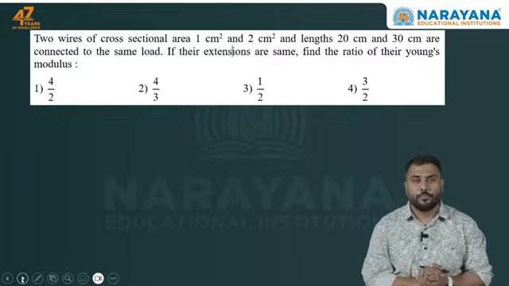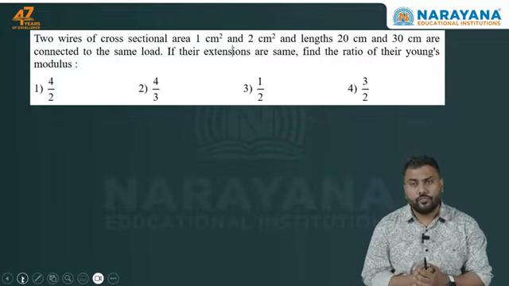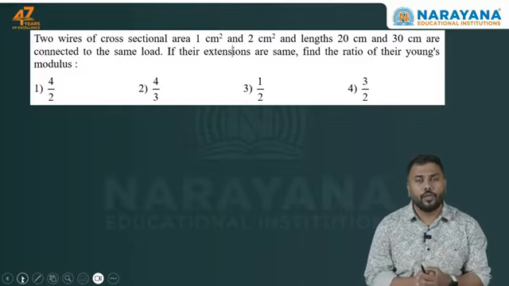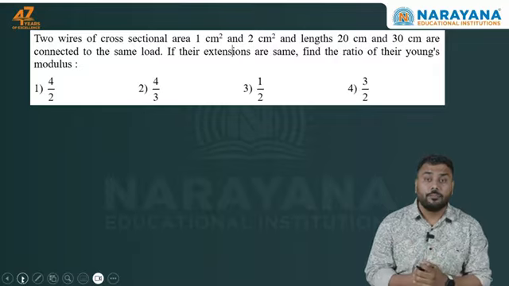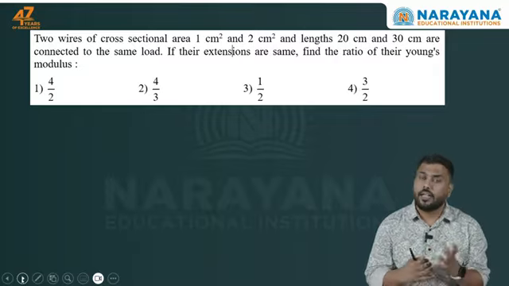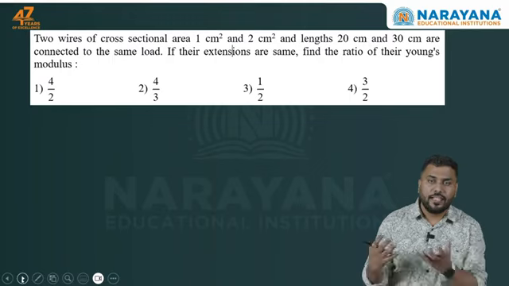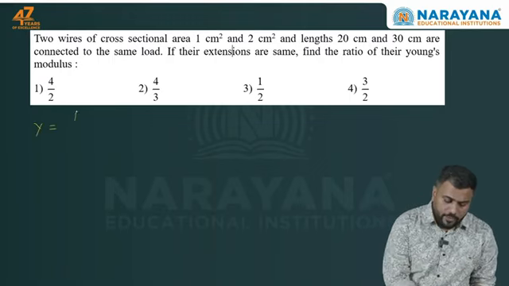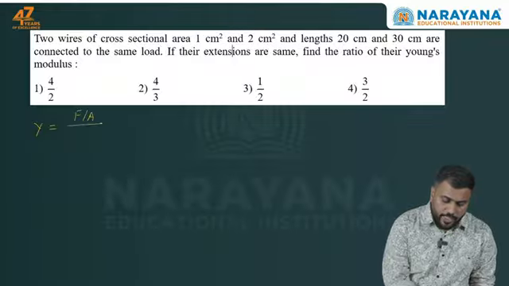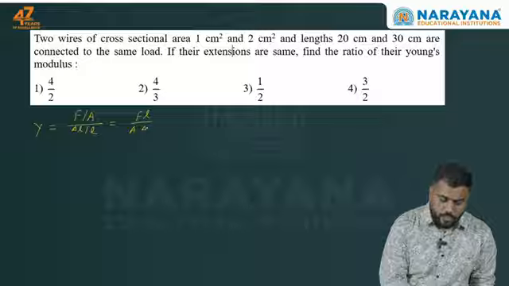Let's see the next question. In the next question, we need to find out the ratio of the Young's modulus of the two wires, and what is provided is that their extensions are the same for the same load. They are loaded with the same force and their extension, the change in length, is the same. The Young's modulus of a wire is given by the stress, which is force by area, divided by strain, which is change in length of the wire divided by length. So this is F into L by A into delta L.